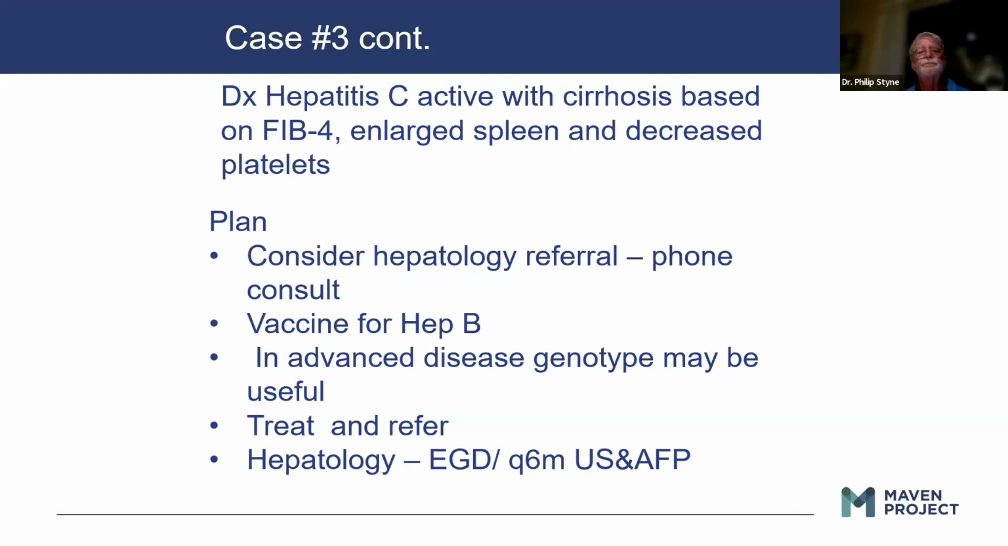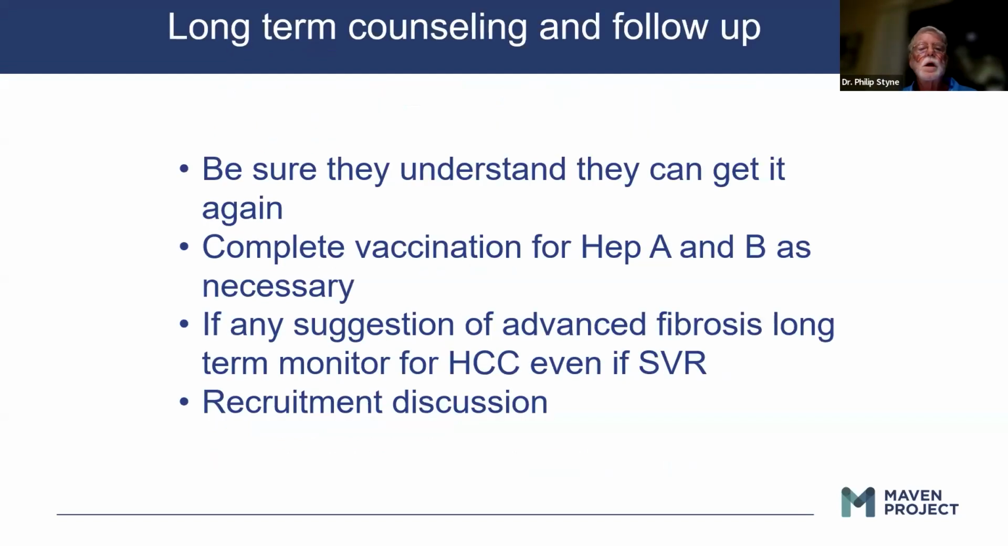Next slide. For sure, they can understand they can get it again. Vaccinate for A and B. If any suggestion of advanced fibrosis, they need long-term monitoring.